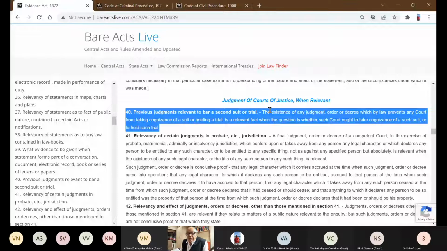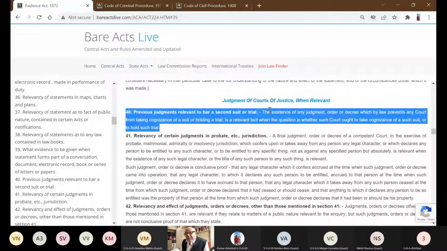It speaks of heard and finally disposed of. All of you know that the court must have framed issues. The trial must have taken place. And not basically an ex parte order or a judgment where the court has not framed issues or given a finding. There must be a finality in the matter. Only when final orders and judgments are passed by the court of law on merits, a subsequent suit is barred. So under Section 40, previous judgments are relevant.